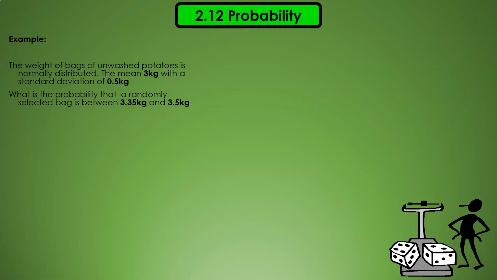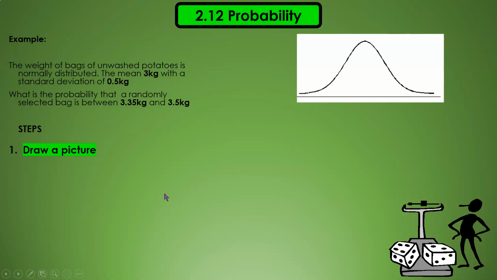In this lesson, the weight of bags of unwashed potatoes is normally distributed with a mean of 3 kilos and a standard deviation of 0.5. What is the probability that a randomly selected bag weighs between 3.35 and 3.5 kilos? So as always, first step, draw a picture and put in the things we know. We know we've got 3 kilos here, and we know that the standard deviation is half a kilo.